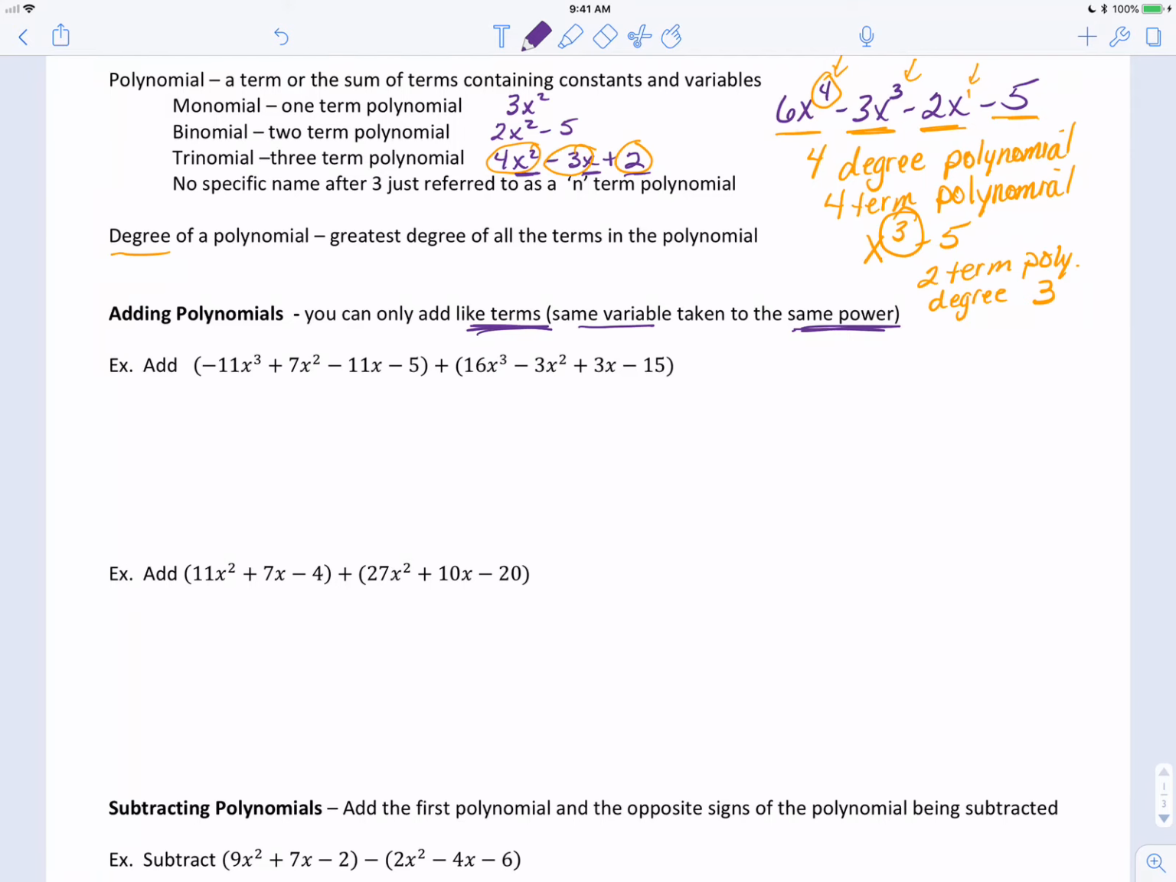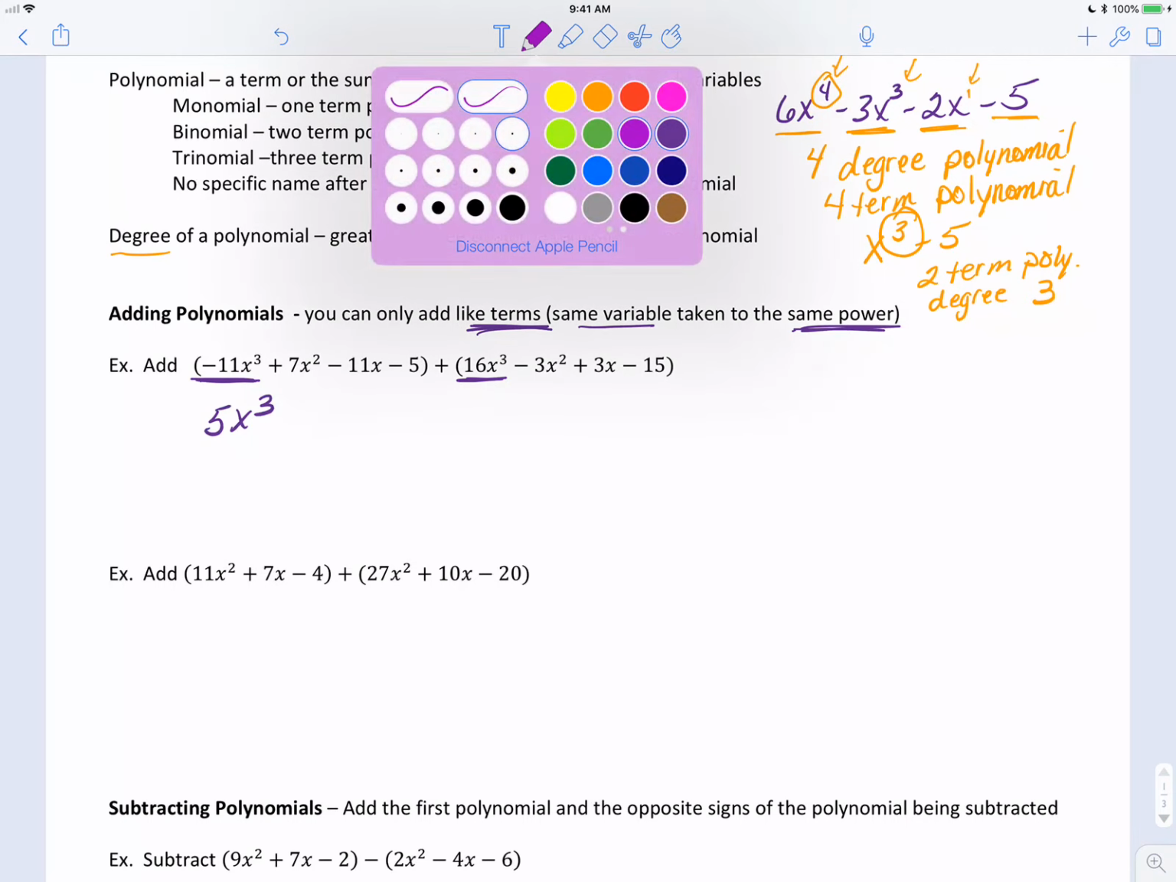So let's just look at this one here. We're going to add negative 11x cubed plus 7x squared minus 11x minus 5. And then we're going to add the polynomial 16x cubed minus 3x squared plus 3x minus 15. So all we're going to do, since we're just adding here, is see what all of our like terms are. So I have some x cubes here, and I have some x cubes here. So I have negative 11 there, and I have 16 over here. So how many does that make? Well, that gives us 5 x cubes.